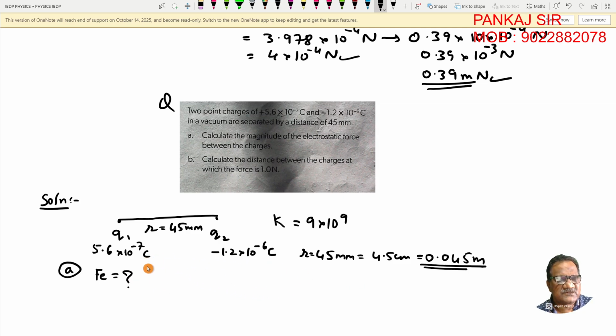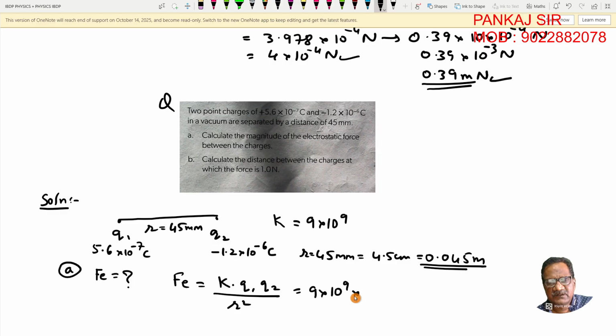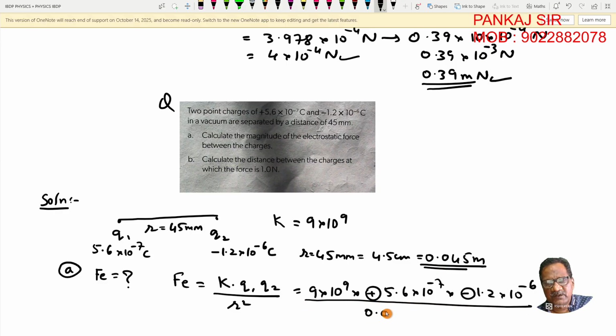Now let us use the formula Fe equal to K times Q1, Q2, whole thing divided by r square, which is equal to 9 into 10 is to 9, the K value, into Q1 is plus 5.6 times 10 is to minus 7. Q2 is negative 1.2 times 10 is to minus 6, whole thing divided by 0.045 the whole square, because the distance you have to consider in meters, right?